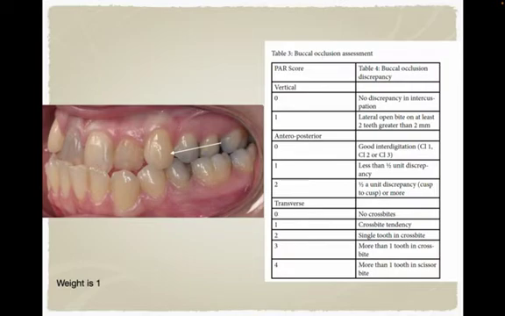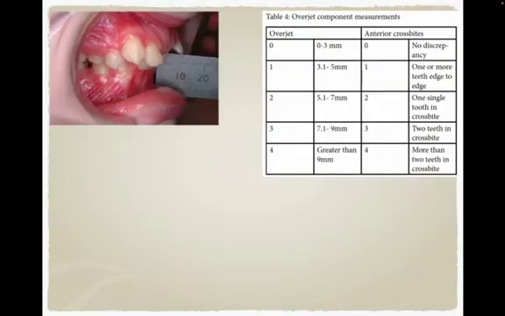The weight for the buccal segment occlusion is 1. So for the contact, the anterior segment is 1, and for the buccal occlusion is 1 as well. Then you measure the overjet. It's the same way we do it with the IOTN, but here is the score.